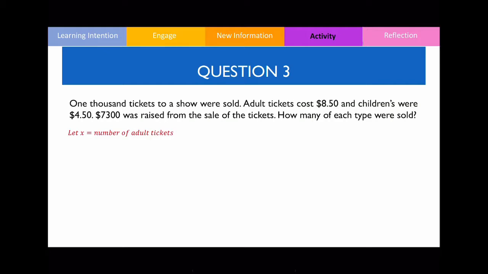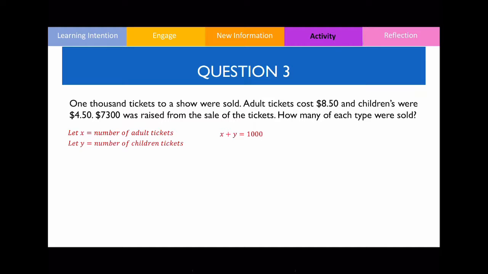So in this case, let's say that x is going to be the number of adult tickets, and let y be the number of children tickets that's been sold. Now, your first sentence already tells you a clue, and you can write one equation with it. It says 1,000 tickets to a show were sold. So in this case, you've got adult tickets, you've got children's tickets, and the total of those tickets should be equal to 1,000. So therefore, your first equation should be x plus y is equal to 1,000.